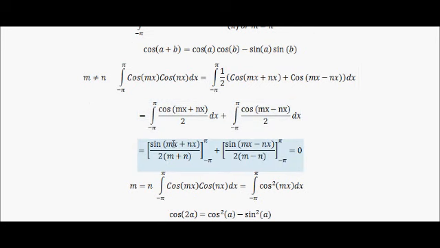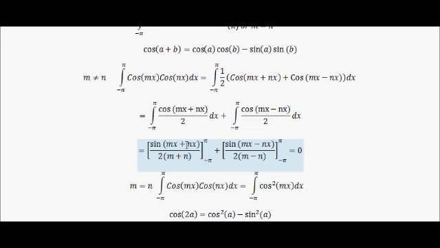The cosine obviously integrates to make the sine, and then this factor of m plus n drops out. That's just integration by recognition. The same thing happens with the other term. Now, if we evaluate this, basically we're putting in sine of m plus n times pi. So basically, a multiple of pi here, which is 0.